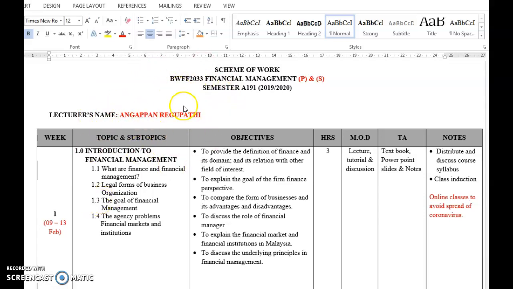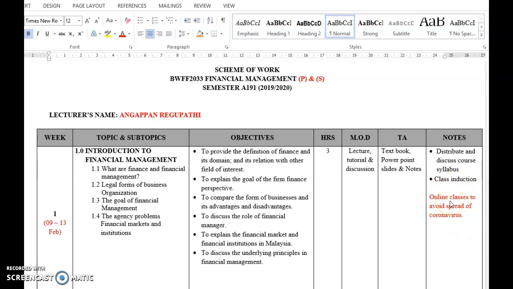Alright, so this document gives you a detailed breakdown of the course based on the topic by week. So this is week 1. We are supposed to look at the introduction to financial management. Now, this also tells you the number of hours allocated to each topic, and it also gives you some notes here.